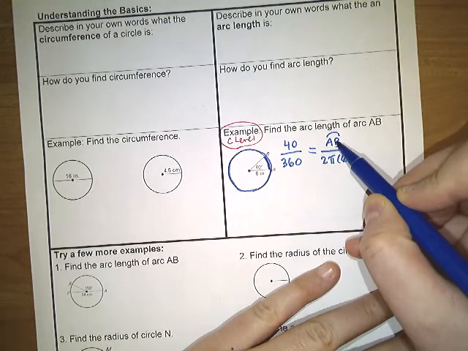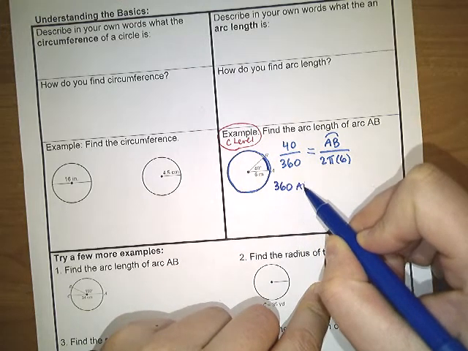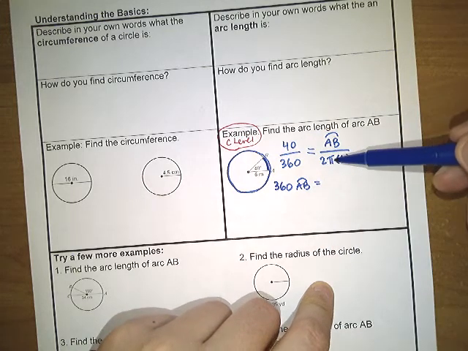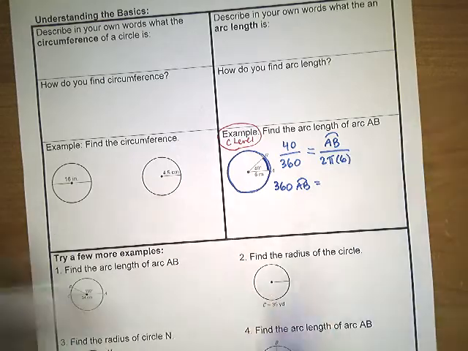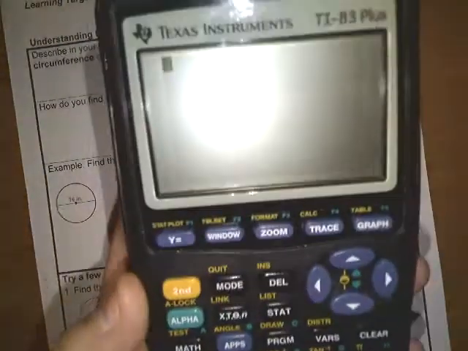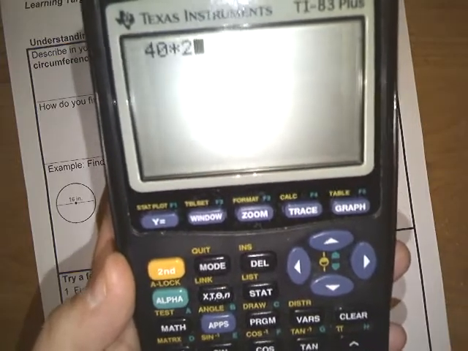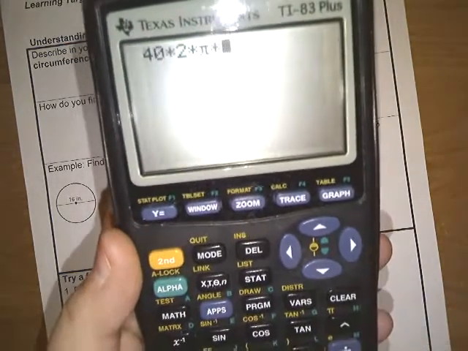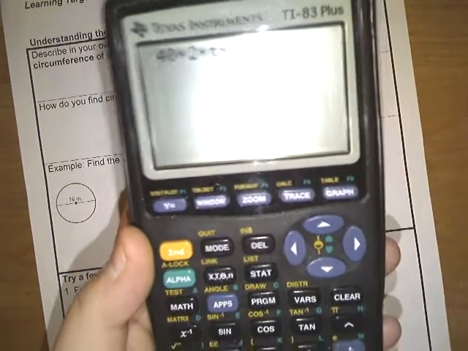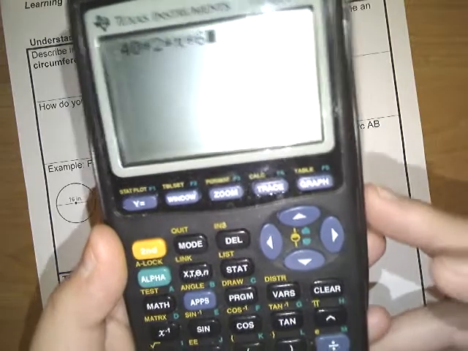So I'll have 360 times the arc of AB equals 40 times 2 times pi times 6. So that would look like this. Okay, 40 times 2 times pi times 6. And remember, we don't use 3.14 because that's a decimal approximation. That's chopping off that decimal. We don't want any chopped off stuff. We only round at the end of the problem.